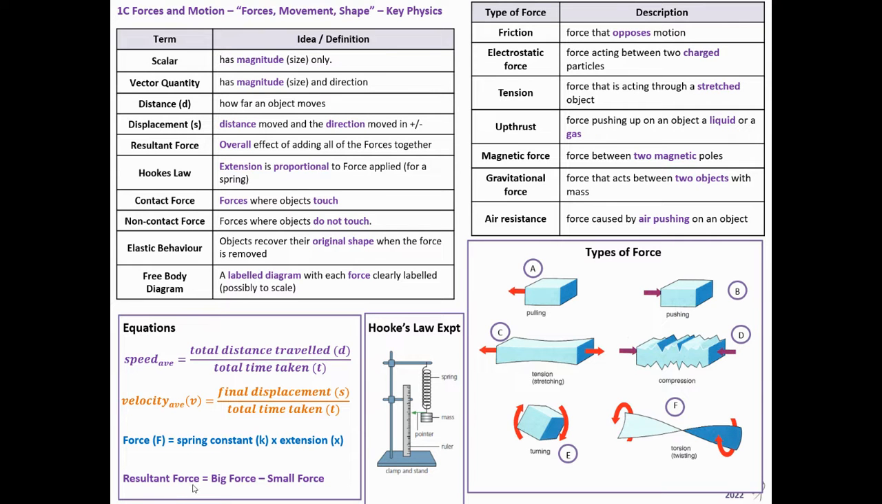A resultant force would just be a big force take a small force. So if we've got two forces acting on an object, we can do one take the other. That gives you size and direction. So there you go. That's forces and motion. 1C, quick summary.